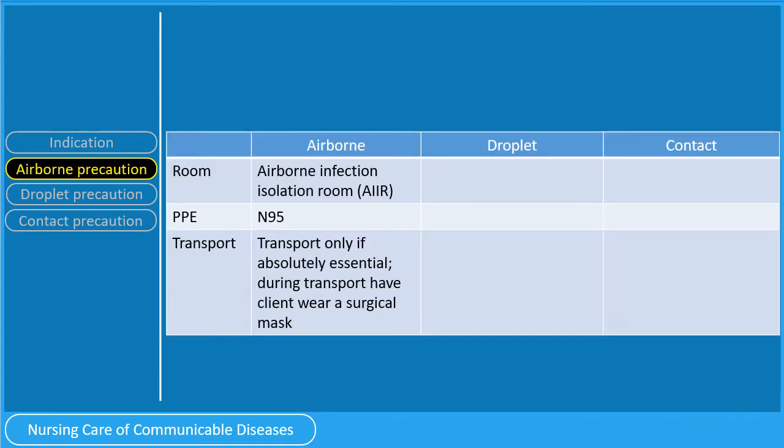These are the salient features of airborne precaution. So the room must be Airborne Infection Isolation Room or AIIR. PPE is N95, and for transport, transport only if absolutely essential. During transport, have the client wear a surgical mask.